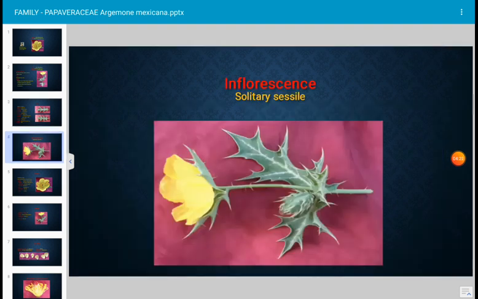Next. This is the inflorescence of Argemone mexicana, family Papaveraceae. The inflorescence is solitary sessile. Solitary terminal is the inflorescence in which a single flower is situated at the terminal part of the growing stem. Here the solitary sessile inflorescence occurs. The flower is sessile in this case. Okay. Next.